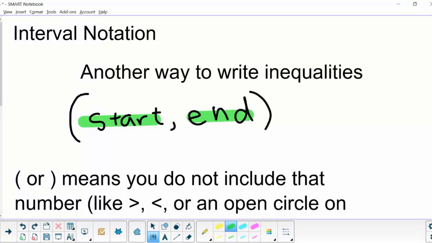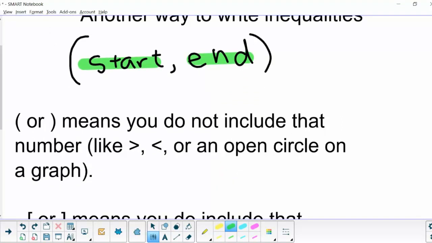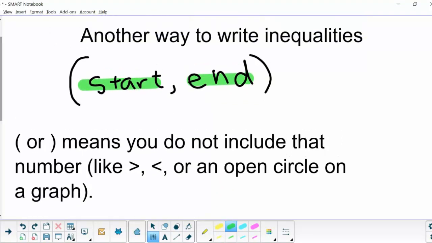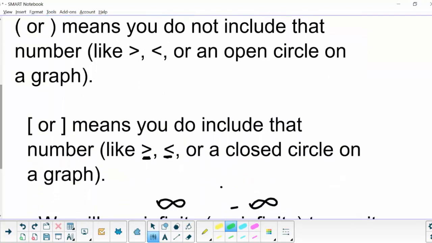All right, so parentheses means that we do not include that number. We'll think of those like less than or greater than, or an open circle on the graph. Now, if there were brackets right here, so if I made a bracket right here and a bracket right here, that means we would include those numbers. That would be like less than or equal to, or greater than or equal to, or a closed circle on the graph.